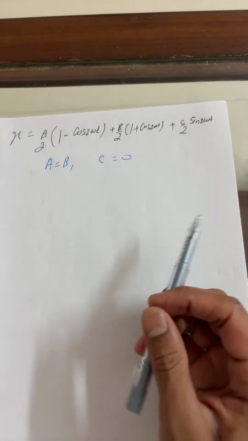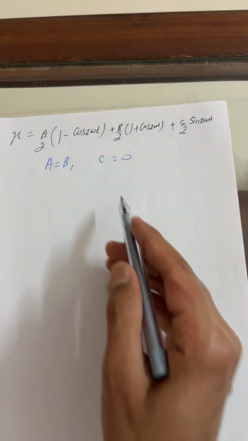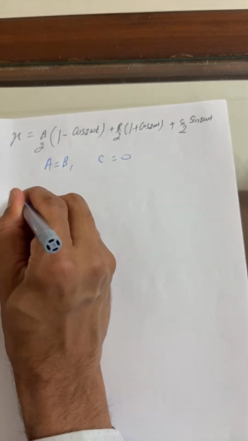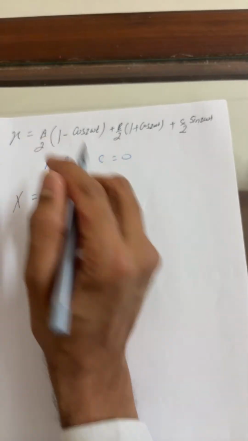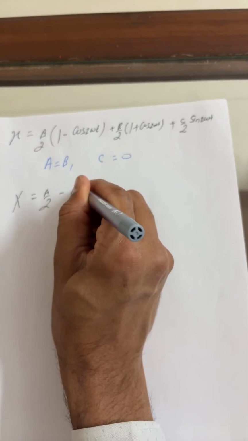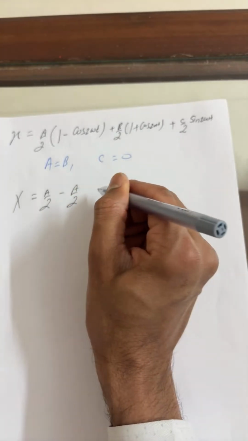Oscillation, very good. So what will you get here? A and B, beta equal. Then beta will get here. Just put here once. This is beta, A by 2 minus A by 2.